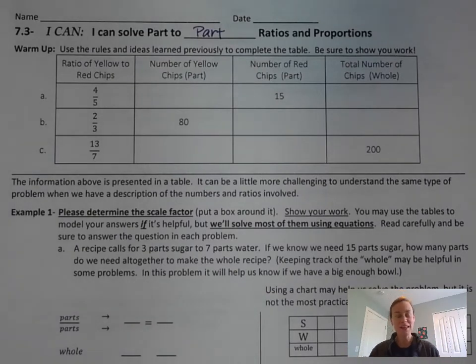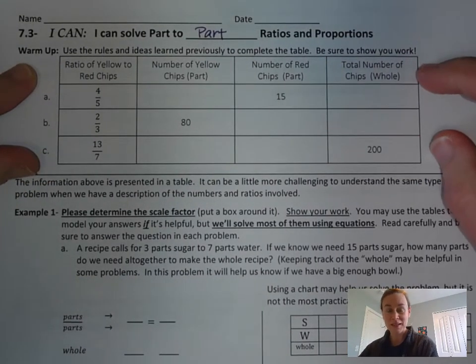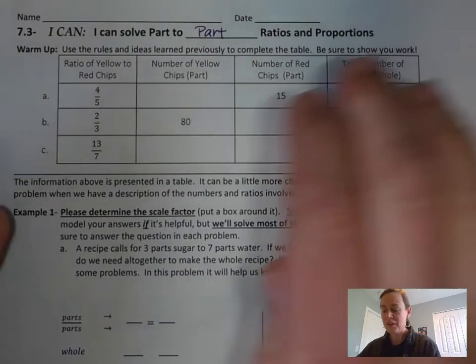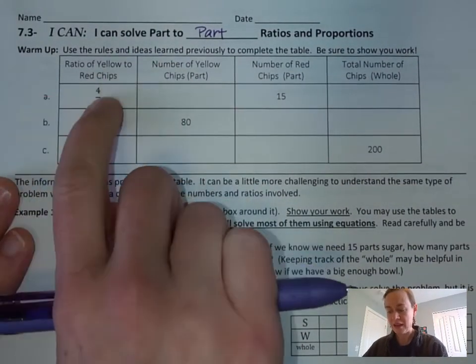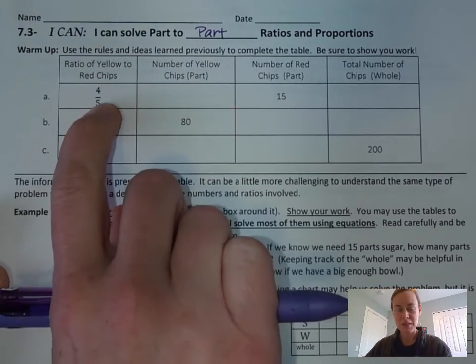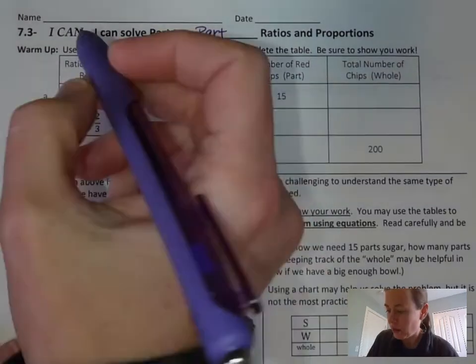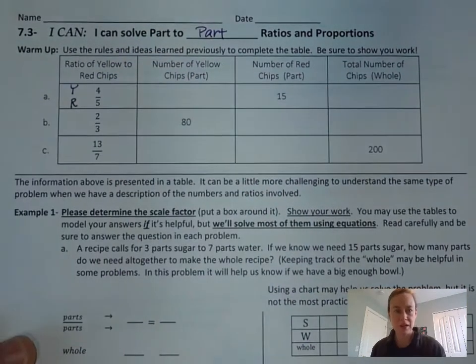If you haven't looked at that assignment yet, you might want to do that before you do this. This warm-up is a little bit of a recap of that assignment. So let's take a look at that now. In this first column, we have the ratio of yellow chips to red chips. So in A here, we have 4 yellow chips to 5 red chips. Let's label that a little bit. We're going to have yellow on top and red on bottom, just to help us keep it straight.